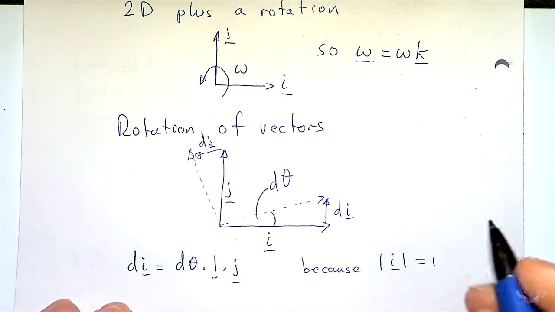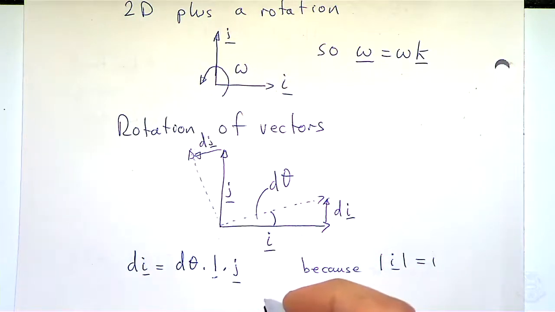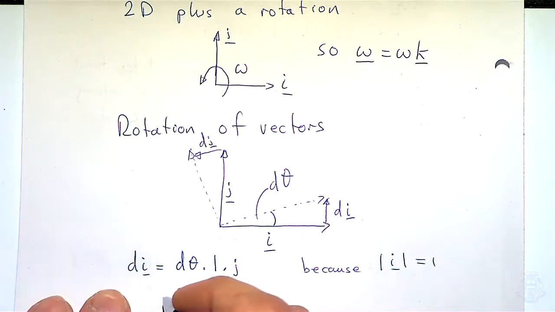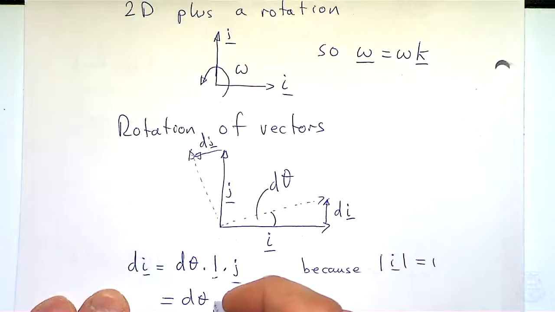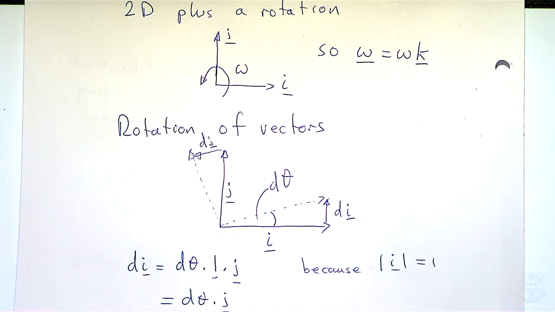So that's equal to, essentially, d theta times j. So we can then divide by dt to get a time relationship. So di by dt is equal to d theta by dt times j, which is equal to omega times j.